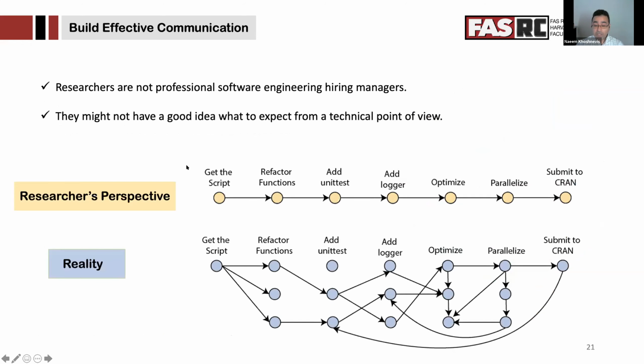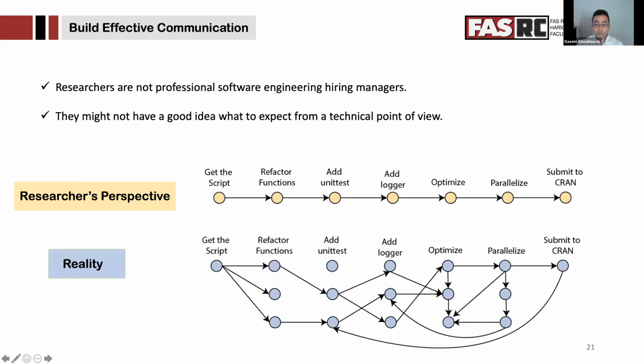Building effective communication is also very important. Researchers are not professional software engineers. They might not have a good idea of what to expect from a technical point of view. For example, they might think, okay, optimizing the code, parallelizing, there's one way to do that, and you should be able to do that in a quick time. But in reality, there are many ways, and you should double check everything.